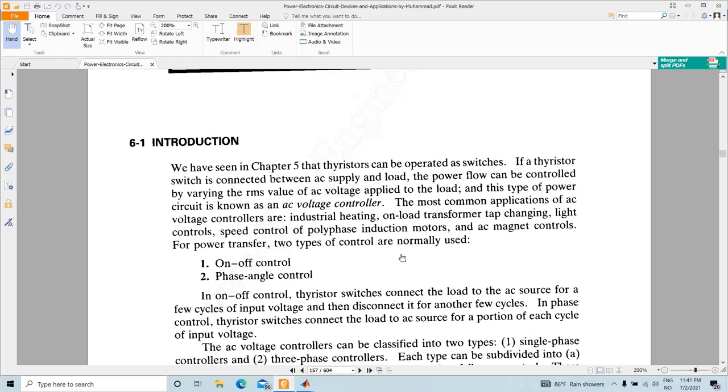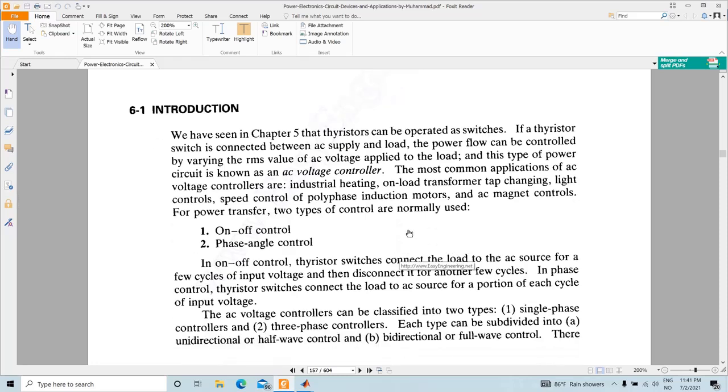So what is an AC voltage controller? The purpose of the voltage controller is to control the output voltage. If we have an input AC voltage and we want to control the output RMS voltage of this input, then you can use an AC voltage controller. We may also need to control the frequency of our input voltage for various applications, and in that case we also use the AC voltage controller.